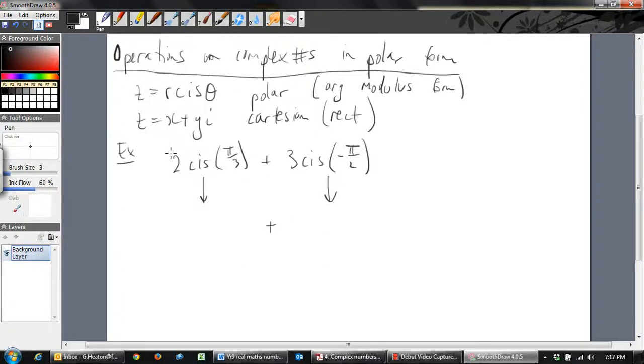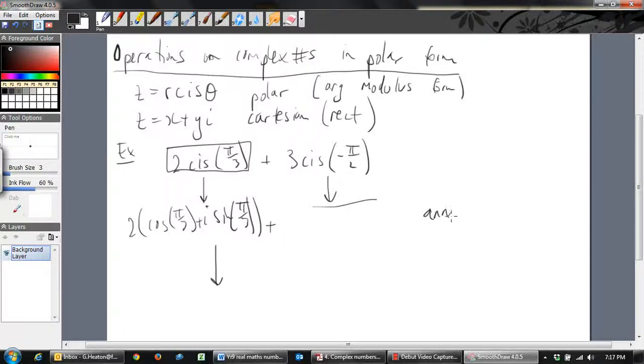Look in the other videos. Convert this first into Cartesian form by going to cos pi on 3 plus i sine pi on 3, doing that, and then doing the same for this one, and then just adding all the real and imaginary parts together, putting them back together. It's actually a really long process and quite annoying, and very similar for subtraction.